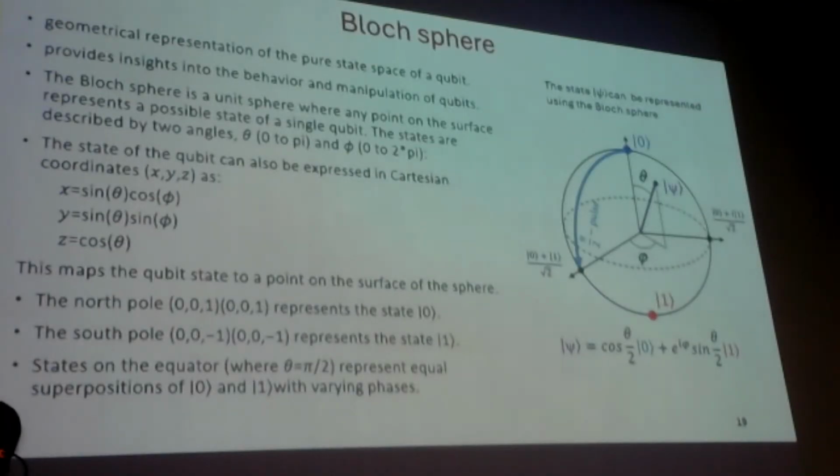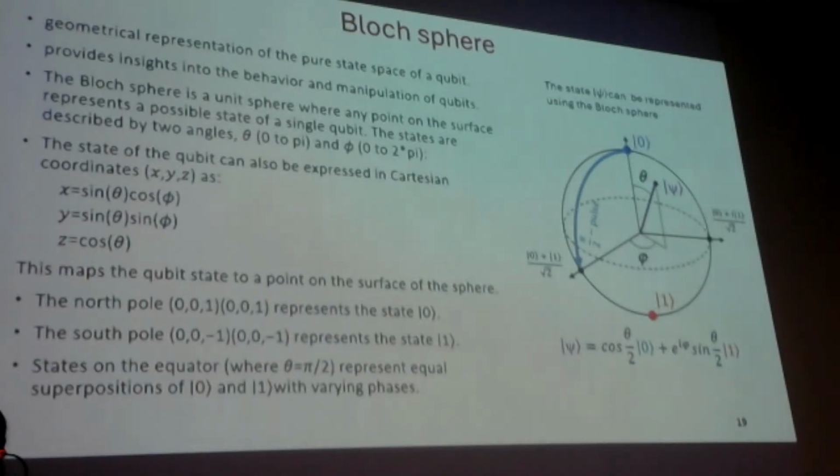Now, this is very important for us to understand. If it's too much, just don't worry. I'll just tell you very simply. Generally, the visual representation of our qubit is in the form of a Bloch sphere. It's a geometrical representation of the pure state space.